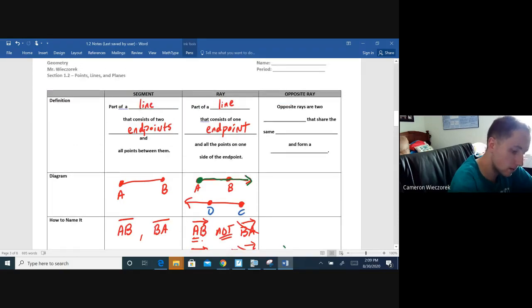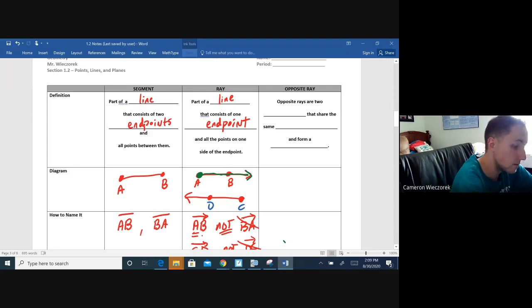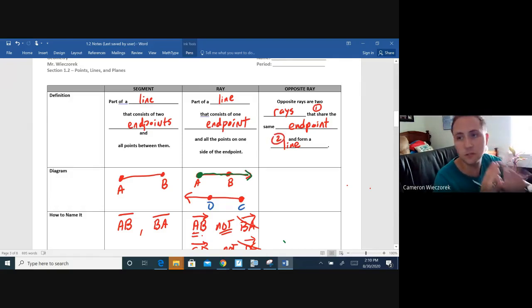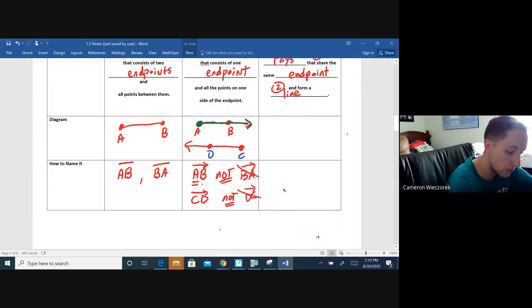Opposite rays. Okay. What are opposite rays? You need two of them. So opposite rays are two rays. They share the same endpoint, so they have to start at the same point. And when you put them together, they form a line. So those are the two conditions you need to have. They need to, one, share an endpoint, and they need to, two, form a line. If either one of those is missing, you don't have opposite rays. So let me draw you a picture so you can see what those would look like.